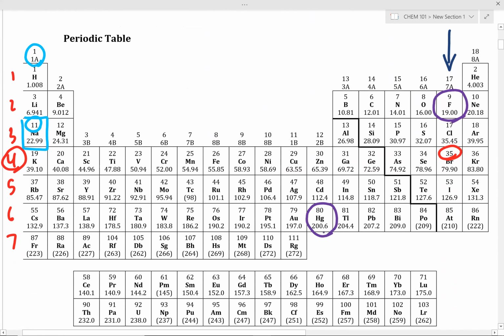Do we have the group number and the period number? Yes, okay. Our group number is going to be 2B. Our period number is 6. Any other information that we need? Do we have the atomic number? 80. Yep, we can read the atomic number off from this symbol as well.